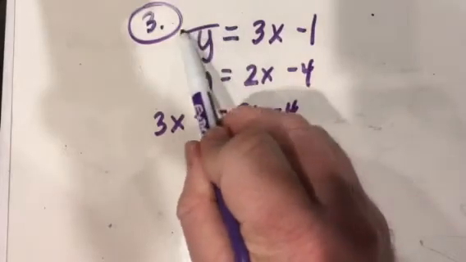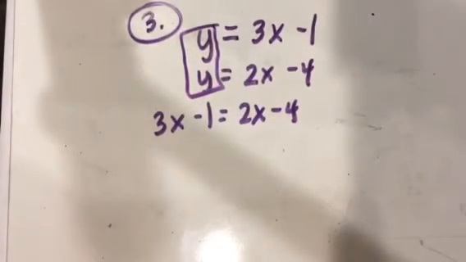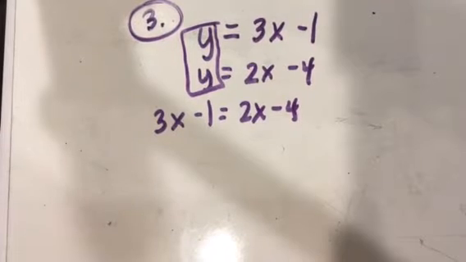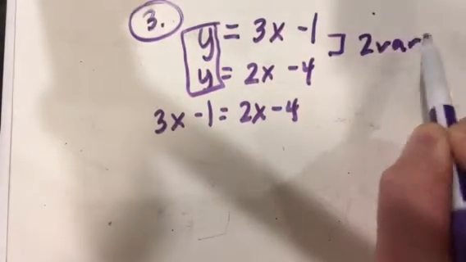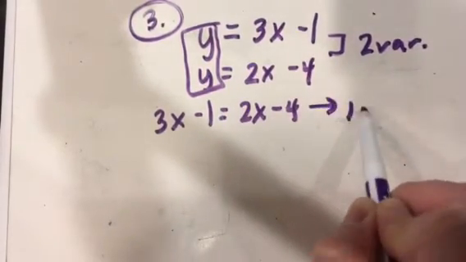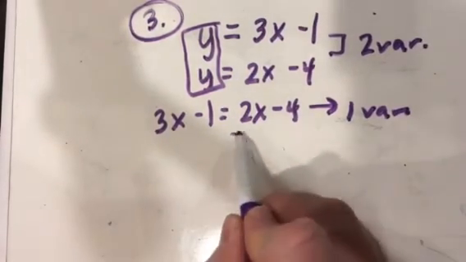So basically, you're taking the middleman out. If they both equal y, then they have to equal each other. And again, that takes you from two variables in two equations to just one variable and one equation. And then you just do the algebra you know how to do.